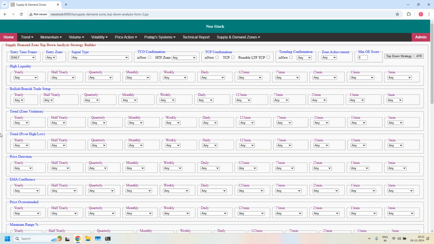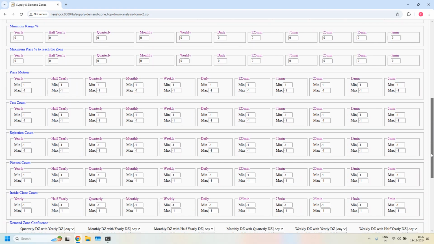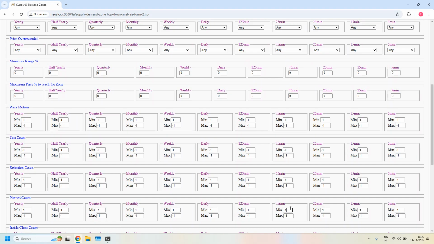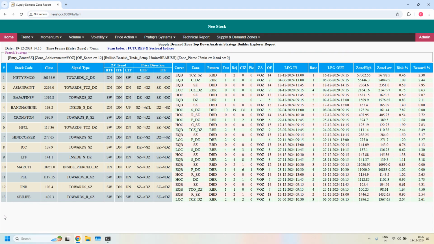Next, bearish trade setup for weekly income trade. Entry time frame 75 minutes, entry zone, supply zone. In bullish or bearish trade setup at 75 minutes, I am selecting bearish. This 75 minute supply zone should not be pierced. So I am setting minimum value 0, maximum value 0, zone achievement VOZ, odd and enhancer score 12, and all the filters applied to 75 minute supply zone, and we got 13 stocks.